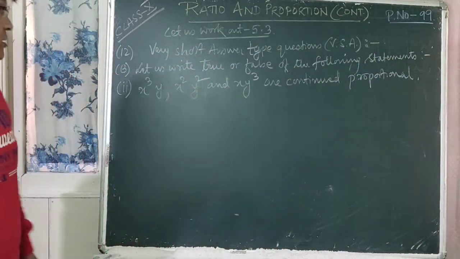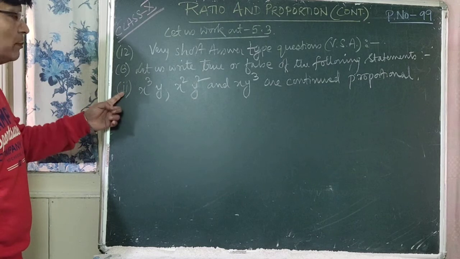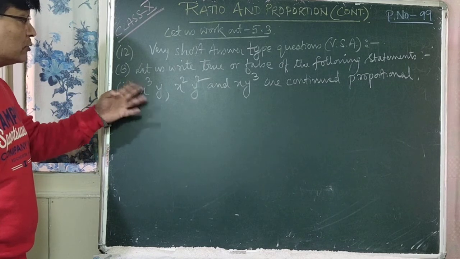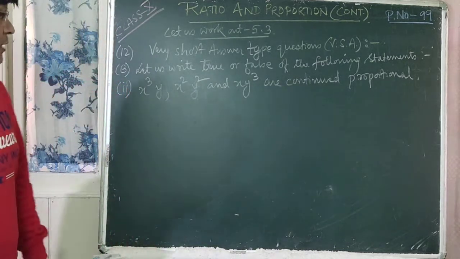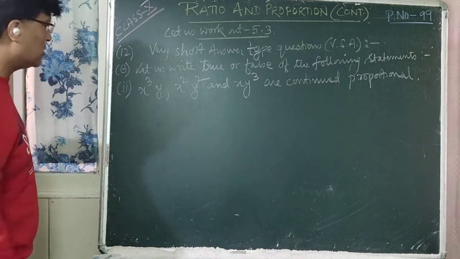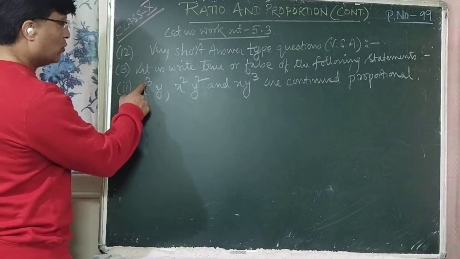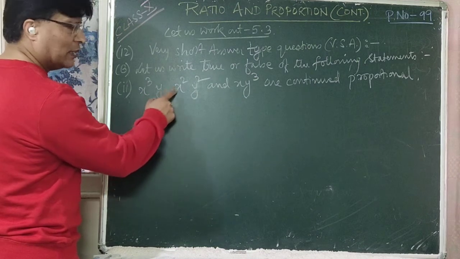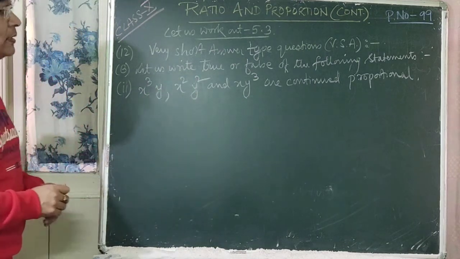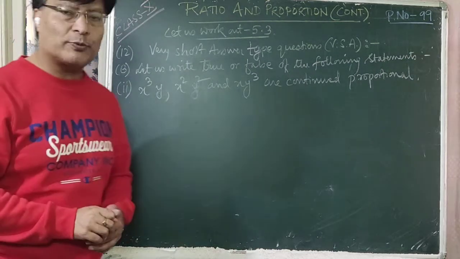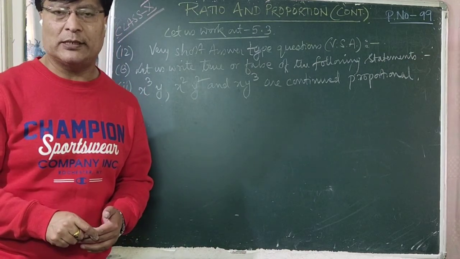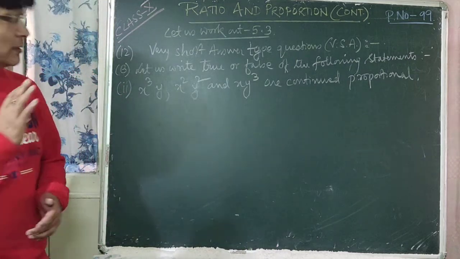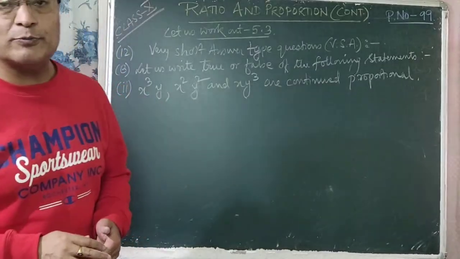So now we'll do the next question, that is 12B number 1. Here also you have to check whether the given statement is true or false. The statement given here is, you have to check whether x cube y, x square y square and xy cube are continued proportional. Are they in continued proportion? You have to check it.